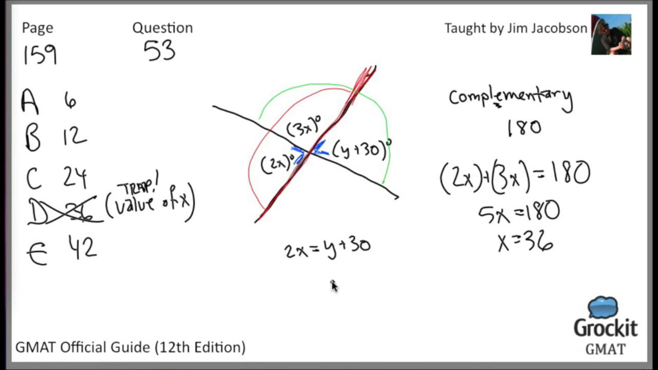We also know the value of x. So 2x is 2 times 36, which is 72, equals y plus 30. Subtract 30 from both sides. We get 42 equals y. Answer choice E.